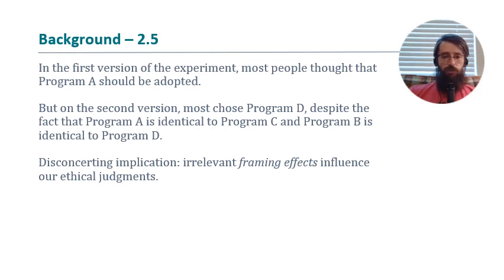Well, if it's true that most people think program A should be adopted in the first version of the experiment, but then in the second version, most people think program D should be adopted, that shows a kind of problem in the way most people make moral judgments. It seems to reveal that most people make moral judgments in an inconsistent way. Right? Because program A is actually identical to program C, and program B is identical to program D. Of course, nobody wanted program B, or most people didn't, whereas most people wanted program D.